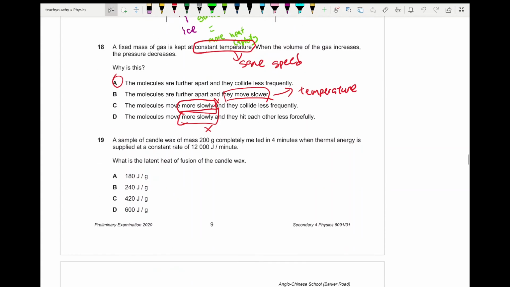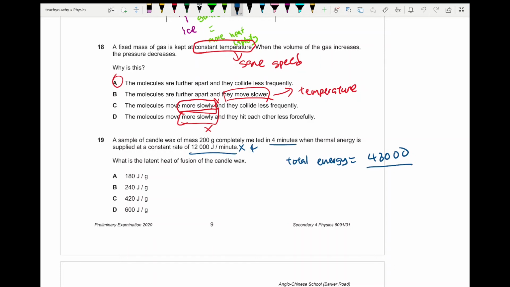Alright. Moving on. A sample of candle wax of mass 200 grams completely melts in 4 minutes when thermal energy is supplied at a constant rate of 12,000 joules per minute. What is the latent heat of fusion for candle wax? Let's see. Total energy is equal to 48,000 joules. Why? Because this is times 4 minutes.